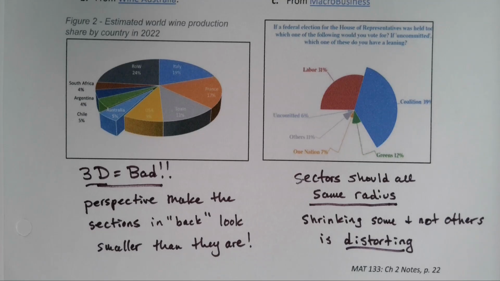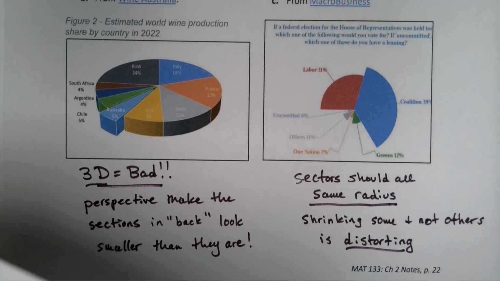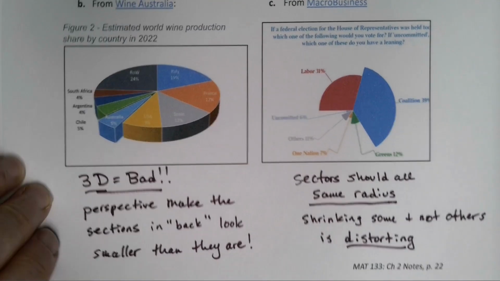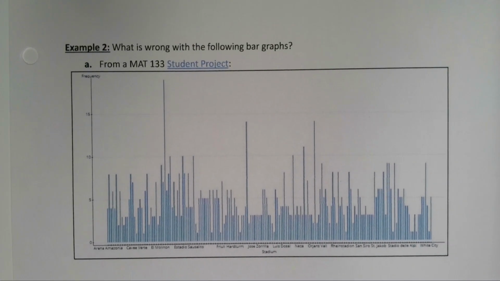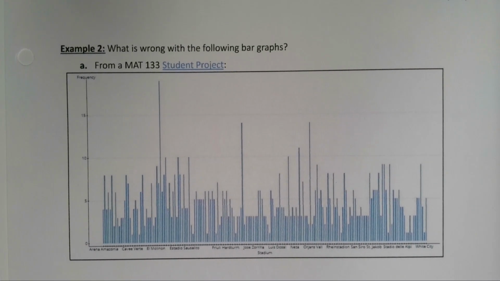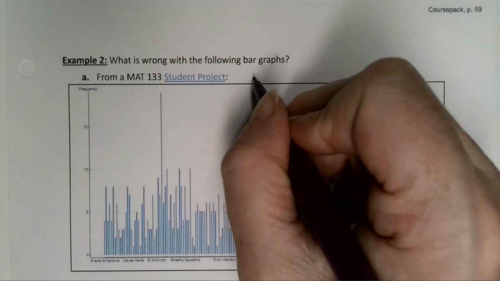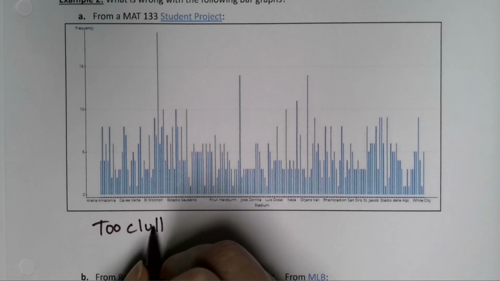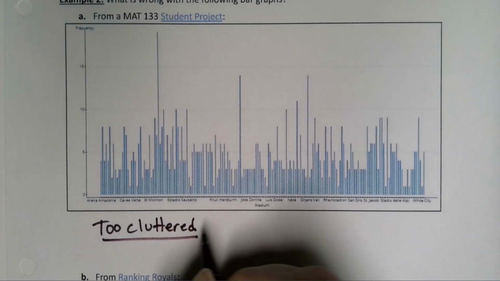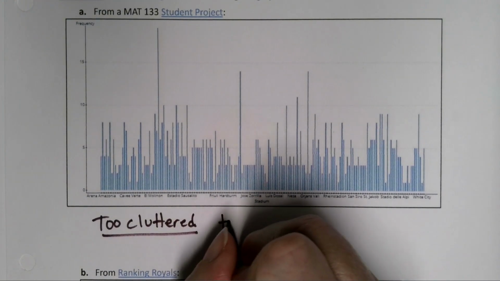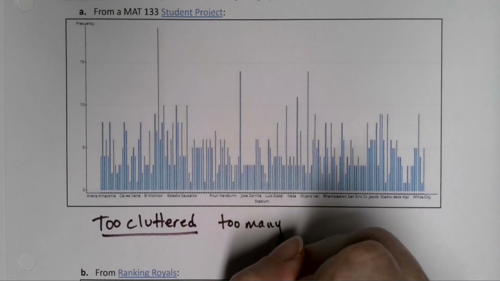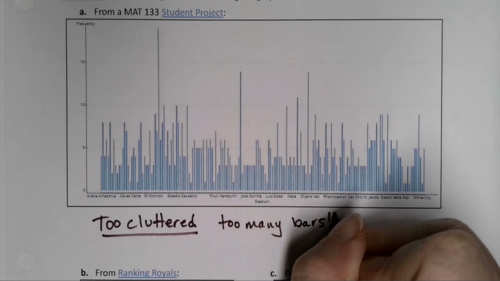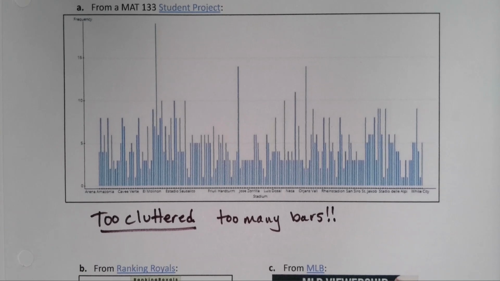Okay, well, lest you think it's just pie charts, I want you to see bar charts can also be terrible. So here's some terrible bar charts. Again, this is too cluttered, right? This is way too cluttered. There's too many sections. This was from an actual student project. There's too many bars. There should only be up to about 20 bars, and this is just way too many.